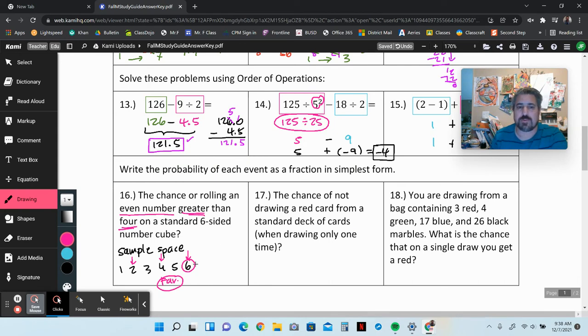So when we talk about the probability of this occurring, it's going to be the number of favorable over the number of possible. How many favorable outcomes are there? 1. How many possible outcomes are there? 6. So the answer is 1/6. There's a 1/6 chance that you're going to get an even number greater than 4 when rolling a 6-sided cube. Okay. This one says the chance of not drawing a red card from a standard deck of cards.